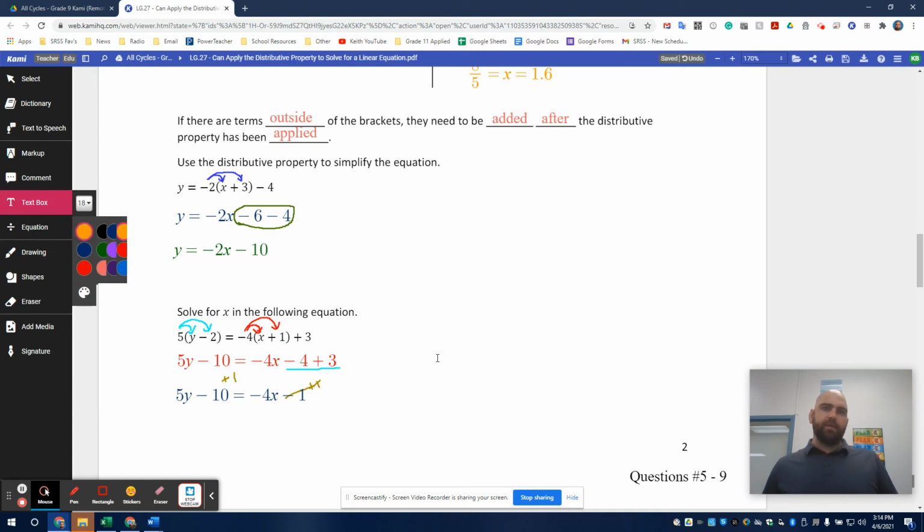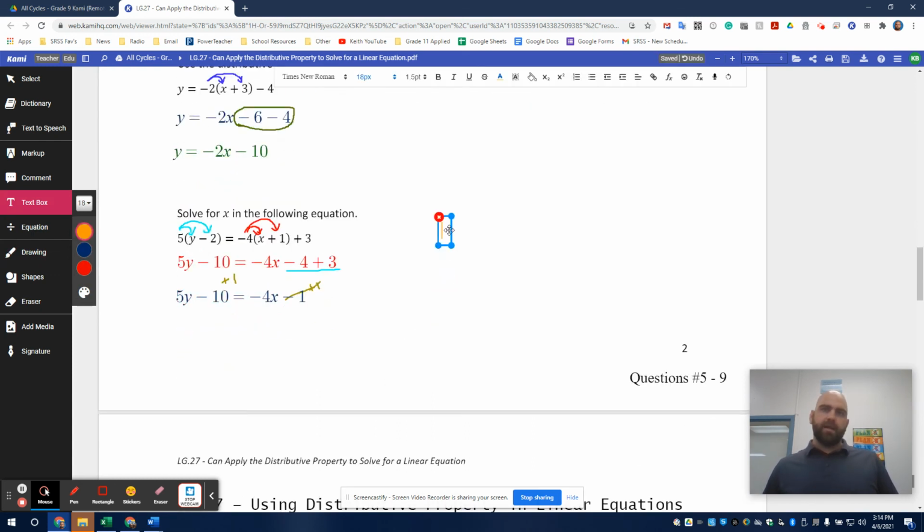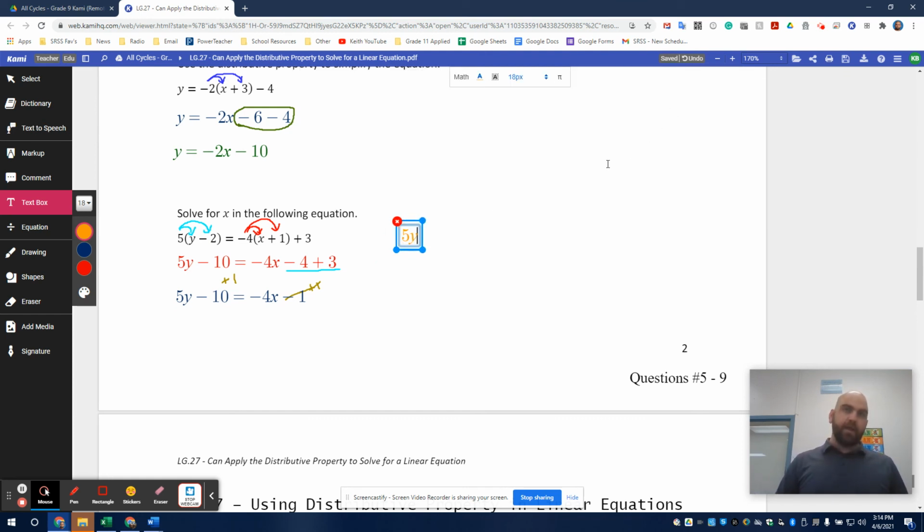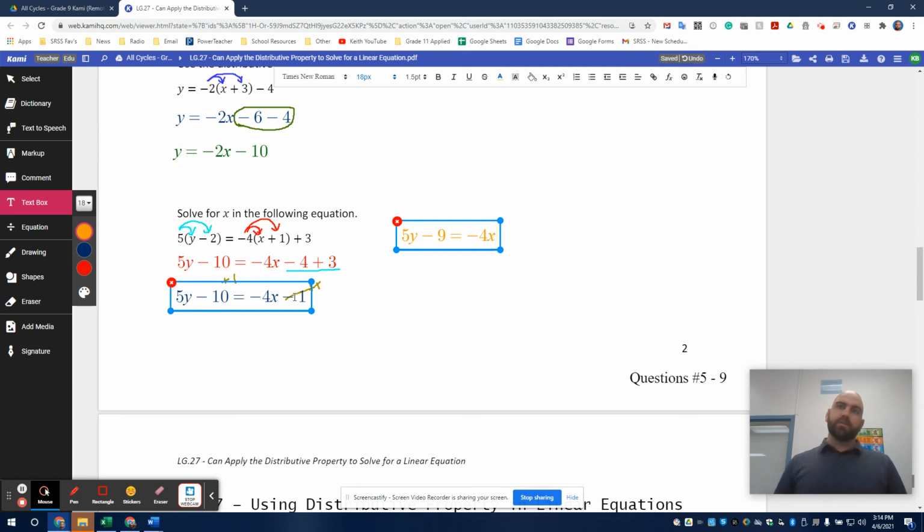On the other side, I'm going to move it up here. Let's see if we have enough room on the bottom. Now let's move it up. So what we're going to have here is 5y. Now -10 plus 1 is going to be -9. And this is going to equal -4x. Now you notice we got rid of that -1. That's good. We wanted to do that.